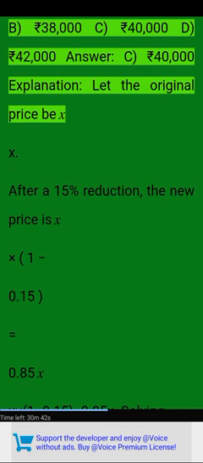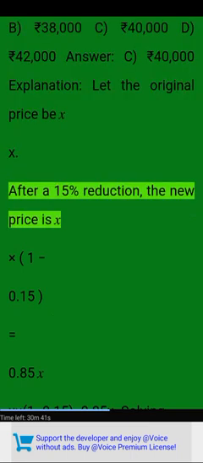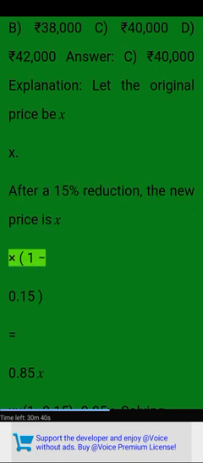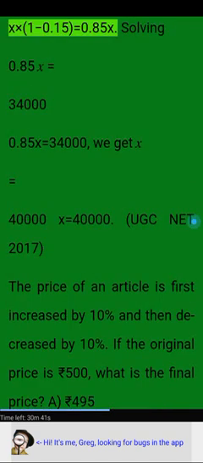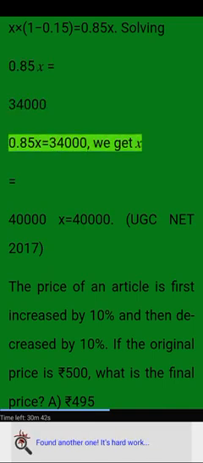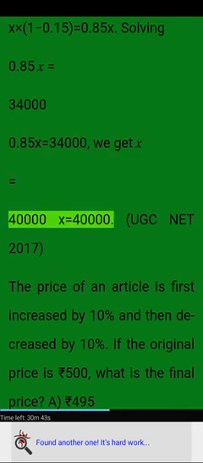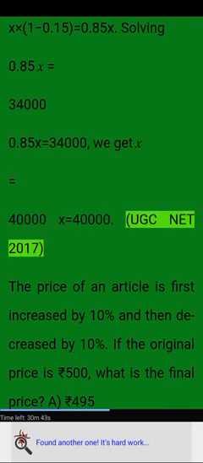Let the original price be x. After a 15% reduction, the new price is x times (1 minus 0.15) equals 0.85x. Solving, 0.85x equals 34,000. We get x equals 40,000.